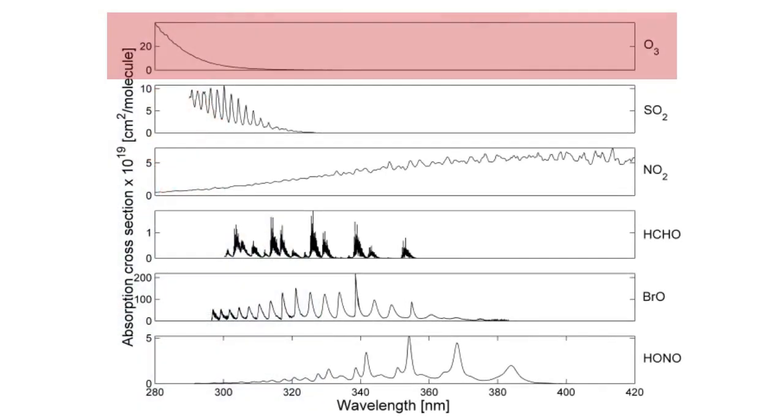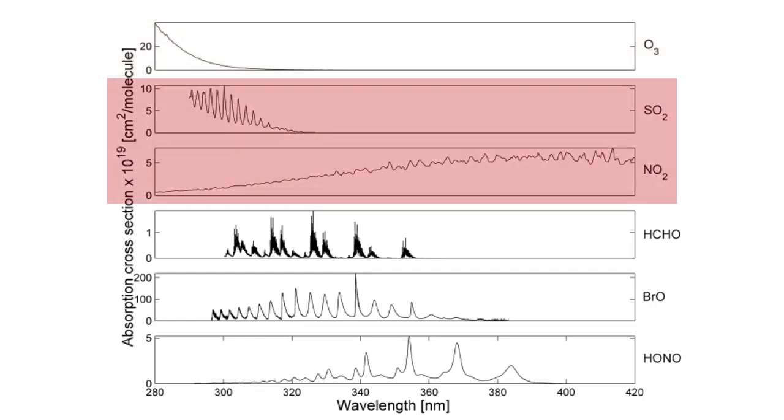Let's look at how the absorption cross-sections in the UV visible region look for some of the gas species which are present in the atmosphere. The first spectrum corresponds to ozone. This species is present in the higher atmosphere and shields us against UV radiation from the sun. It is also a pollutant in the lower atmosphere. SO2 and NO2 are pollutants produced by combustion processes, causing respiratory problems and acidification.